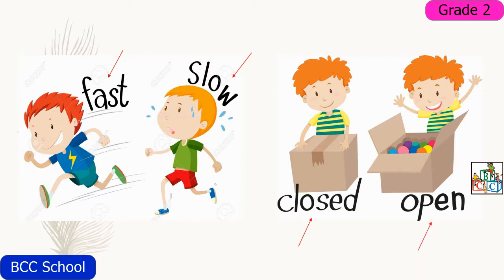We are going to spell closed, C-L-O-S-E-D, closed. And open, O-P-E-N, open. One more time, O-P-E-N, open. Si c'est pas fermé, c'est ouvert. Alors, what is the opposite of open? The opposite of open is closed.